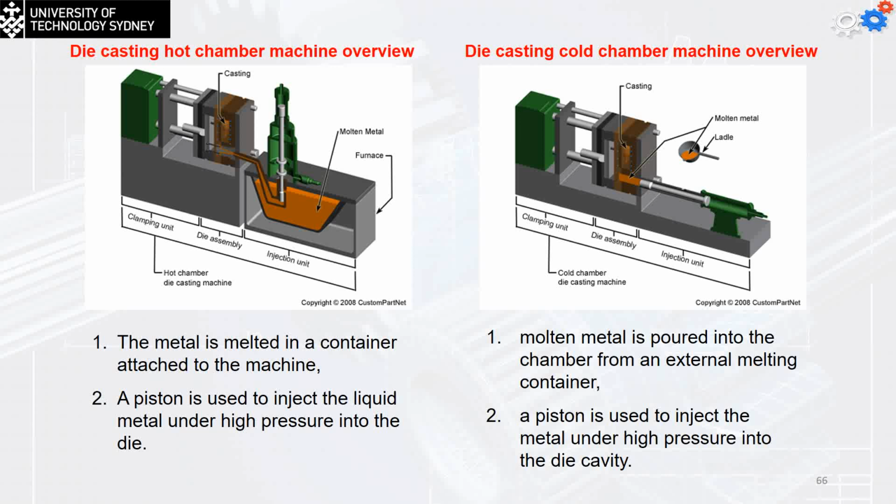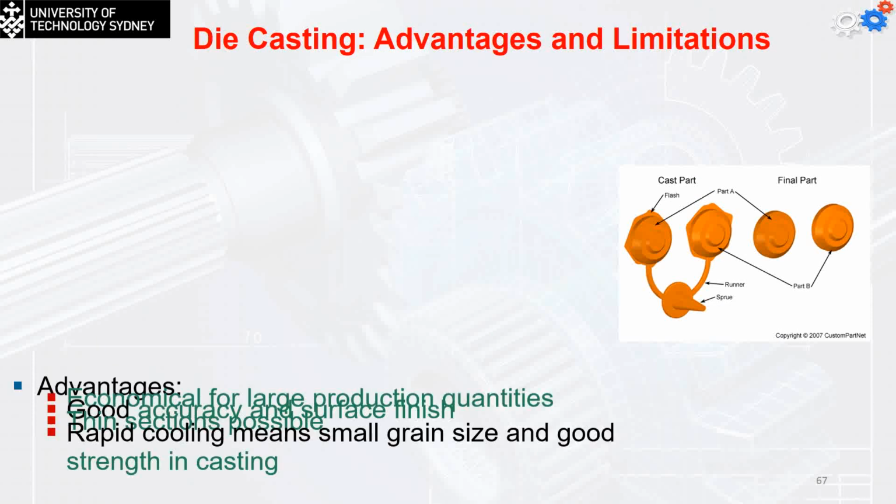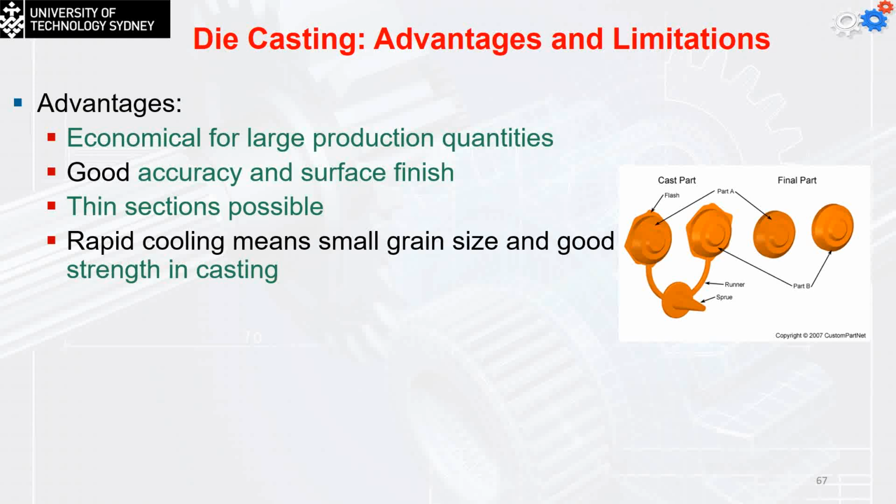So, advantages and limitations of die casting. Economical for large production quantities. We can have multiple cavities in the same die. We can reduce the solidification time by running water channels within the die. It gives good accuracy and good surface finishing. Thin sections are possible. Rapid cooling means small grain size and good strength in the casting. The disadvantage is usually the limitation to low melting point metals, and the part geometry must allow for removal from the die, so we cannot use it for complicated shapes.